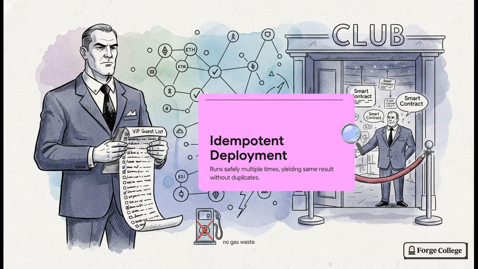Think of it like a really strict doorman checking a VIP list at a club. If your smart contract is already on the list, already inside, the doorman just blocks the duplicate. This stops you from accidentally deploying the exact same contract twice and burning precious ETH on totally useless gas fees. Because, let's be honest, that's a fantastic way to absolutely ruin your weekend.